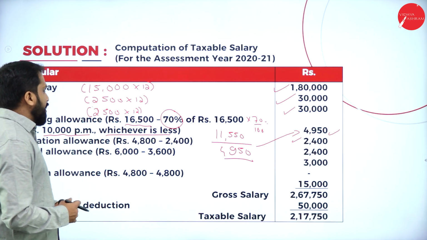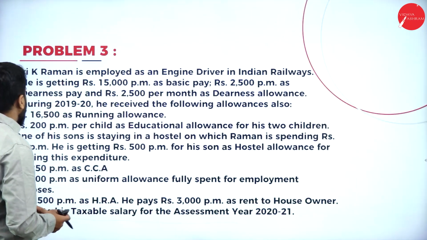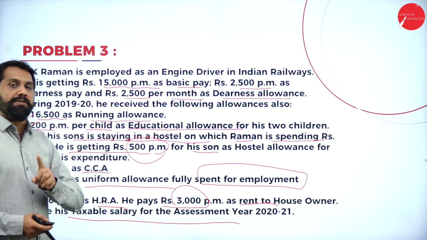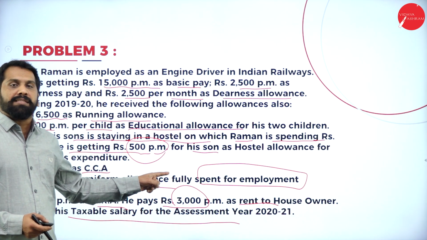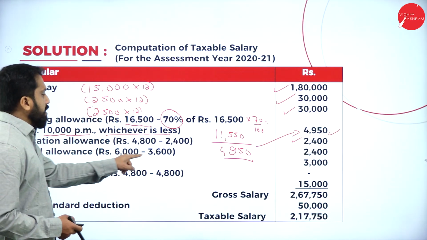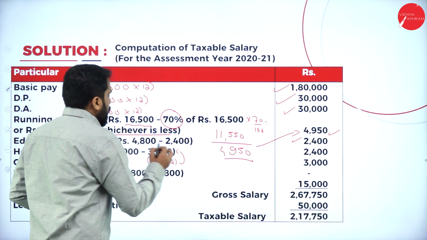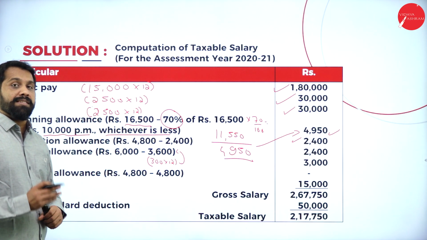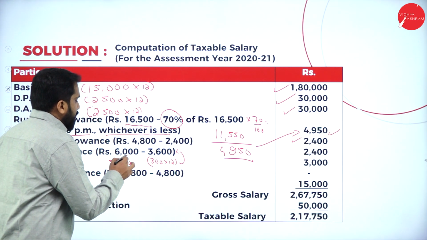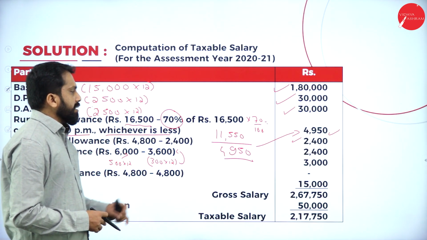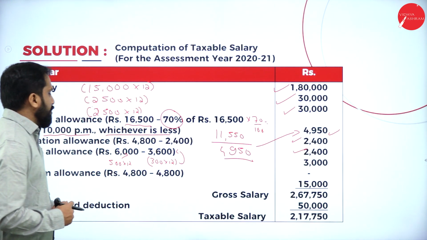Next, hostel allowance. As I told you, in this there was only one person, one son. So again I'll go back. Hostel allowance is given for only whom? One person. As per income tax, up to 2 is permissible, but here only 1 is taken. So 300 into 12, it will be 3,600. How much was he getting? 6,000. 6,000 means 500 into 12. So 6,000 minus 3,600, your answer is 2,400. Any doubt up to this?